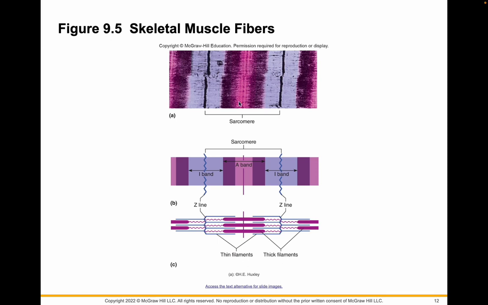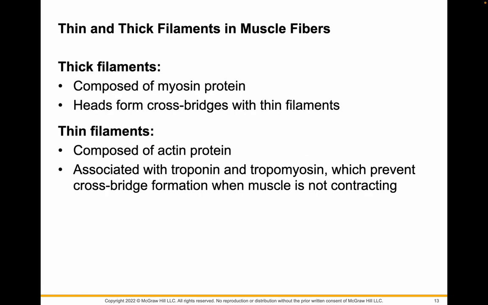So what's going to happen is this sarcomere, when it contracts, these parts are going to move, and the sarcomere is actually going to get smaller. The Z lines are going to come together as these thick filaments pull on the thin filaments. So the thick filaments are myosin protein, and they have little heads on them that form what's called cross bridges when they connect with the thin filament.